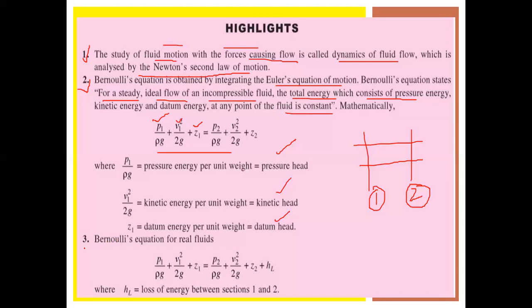Then Bernoulli's equation for real fluids is P1 by rho g plus V1 square by 2g plus Z1 is equal to P2 by rho g plus V2 square by 2g plus Z2 plus HL, where HL is the loss of energy between section 1 and section 2. So the loss of energy between section 1 and section 2 is what we call HL, right?